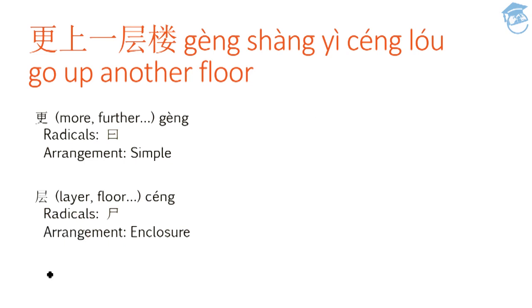Okay, so to say 更上一层楼 is just to go up another floor. So 更 is like more up. So it's like just go up another floor. 一层楼 is a floor. Okay, so the whole thing is to tell you that to have a 1,000-mile view, you go up another floor. You go up another floor, okay?